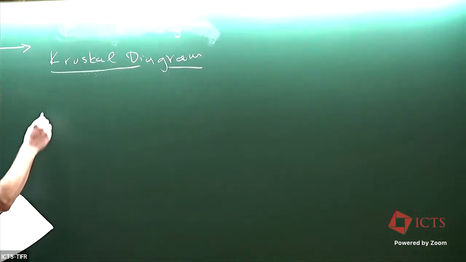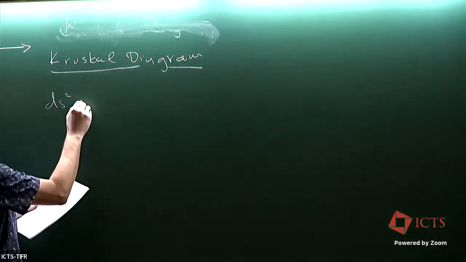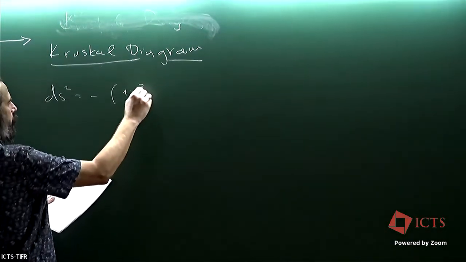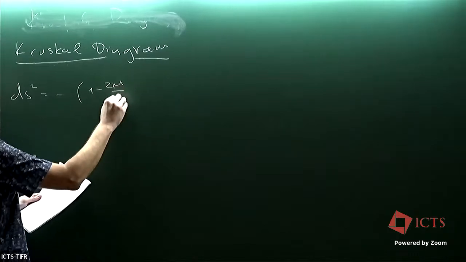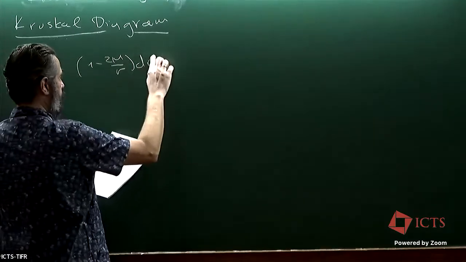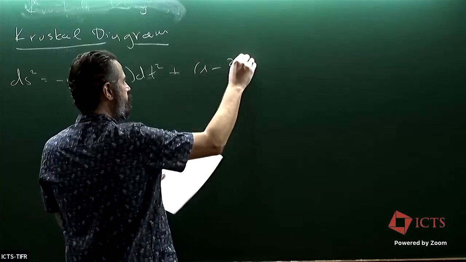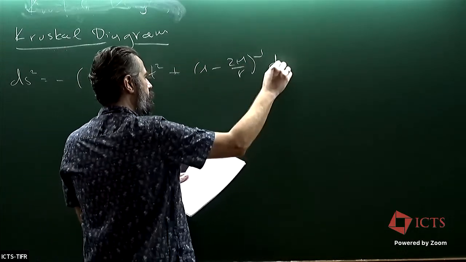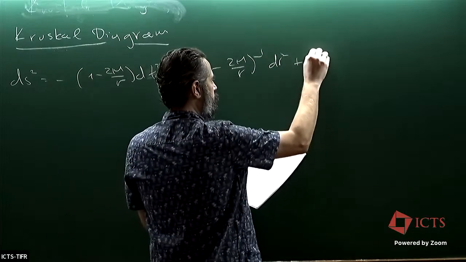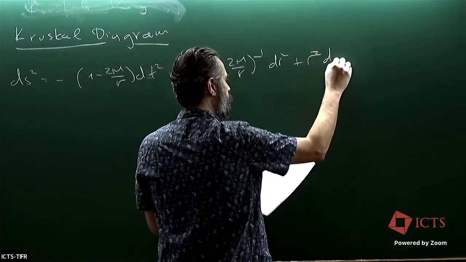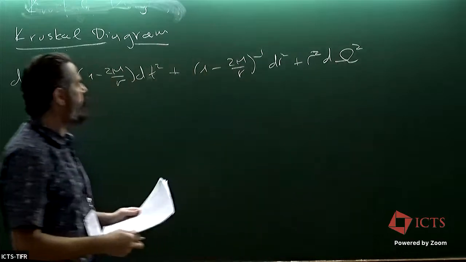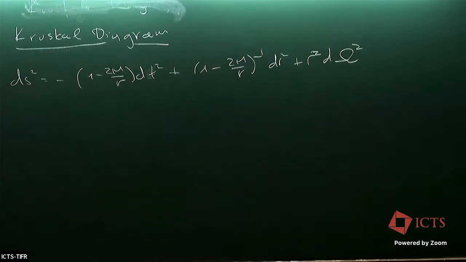So hopefully you've all seen the Kruskal diagram that describes the extension of the Schwarzschild solution. Just going to write down the metric, the line element. So this is the Schwarzschild line element in usual Schwarzschild coordinates. So as we know, this suffers from a singularity at r equals 2m, and we understand this now to be a coordinate singularity.